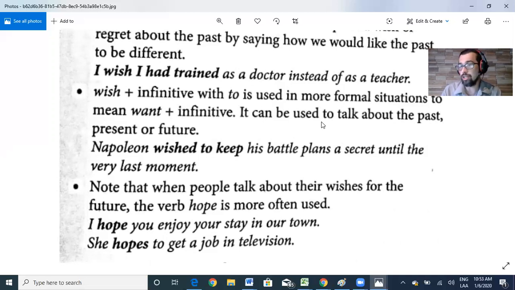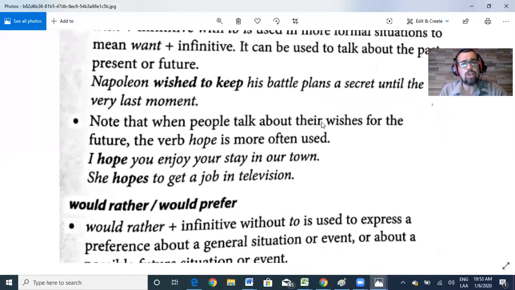And in the booklet, in a moment we'll be able to practice that. And of course, we will be sending you the answers, and you can check them in your platform. Well, it says note that when people talk about their wishes for the future, the verb hope is more often used. So you can say, well, I hope you enjoy your stay in our town, or she hopes to get a job in television. If you want to wish something in the future, the most common is hope.